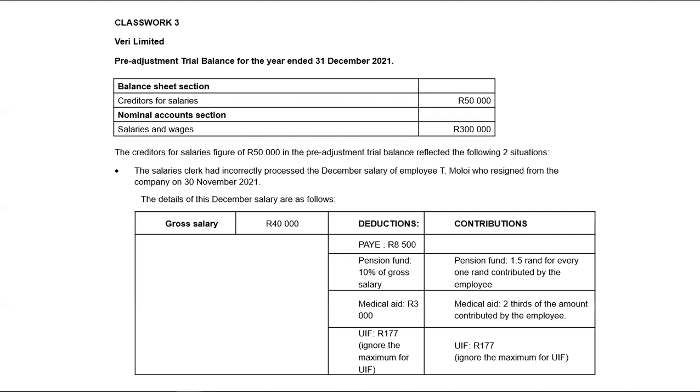Okay. Medical aid, they said the employee contributed 3,000, which was what is deducted from the employee's salary. We are going to contribute 2/3 of the amount contributed by the employee. So when you find 3,000, you will multiply it by 2, divide it by 3, it'll give you 2,000. That is the 2/3 of 3,000. So if the employee contributed 3,000, we will contribute 2,000. And for UIF, whatever they contribute, we will also contribute.